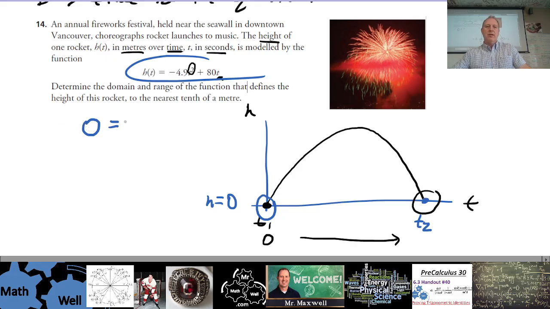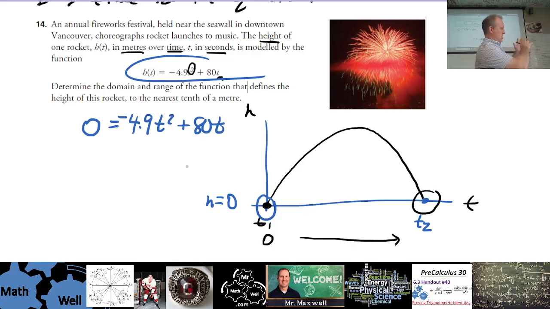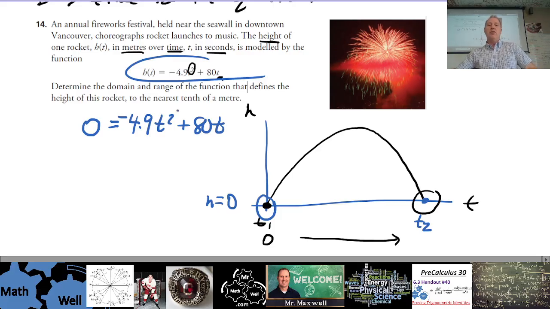That is negative 4.9 times t squared plus 80t. I need to solve for t. Now, if t was just in one spot with one term, I could easily shuffle everything around, get everything over to the right side or left side or whatever, and then isolate for t. But that's not the case here because I have two unlike terms.